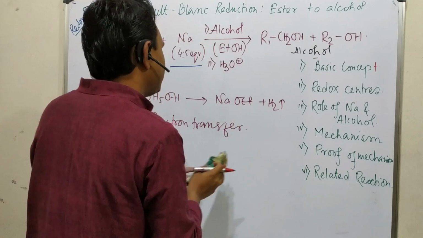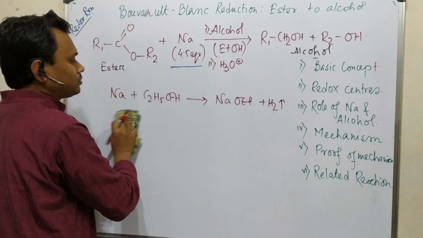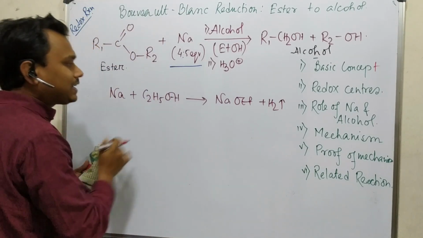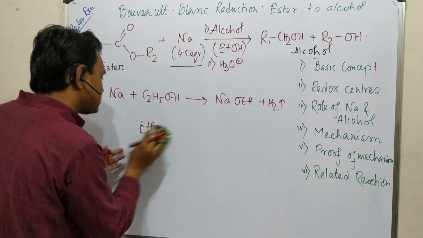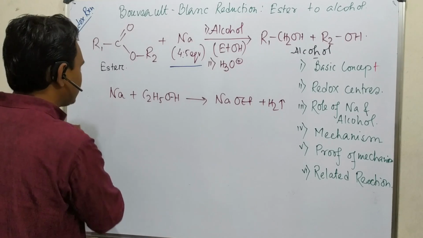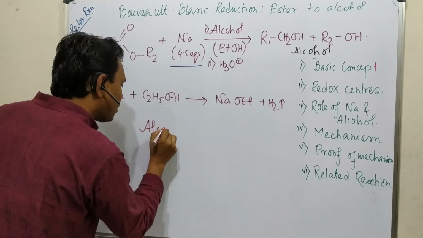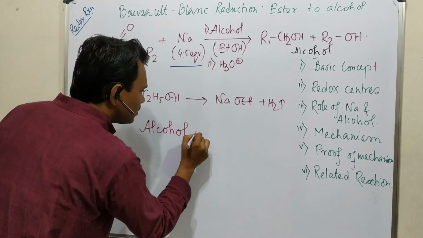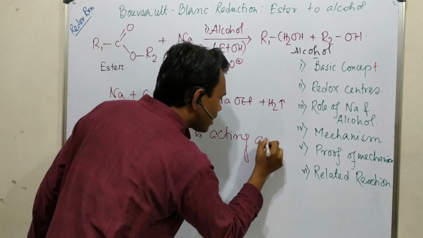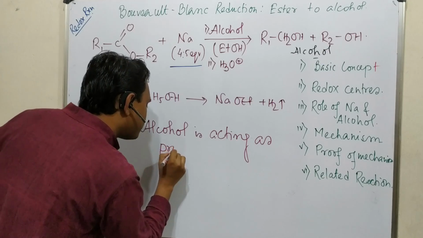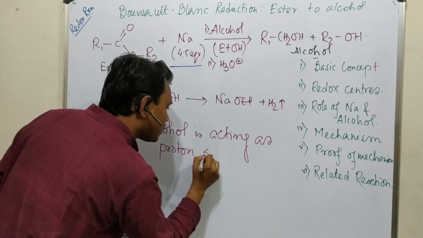It's true, but it is not directly producing hydrogen. Instead of that, what alcohol is doing here, ethanol or alcohol, it is better to write the general name. Alcohol is acting as proton supplier.